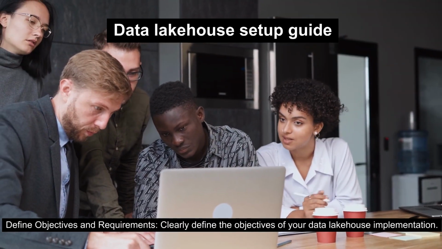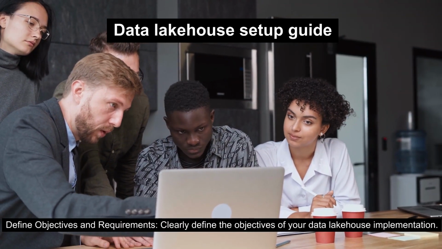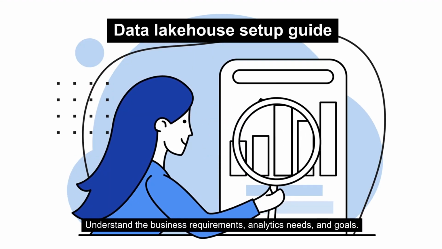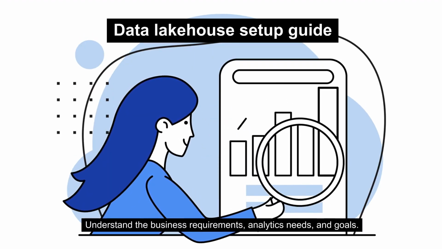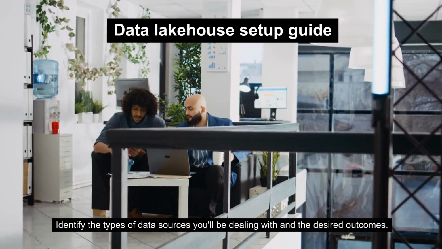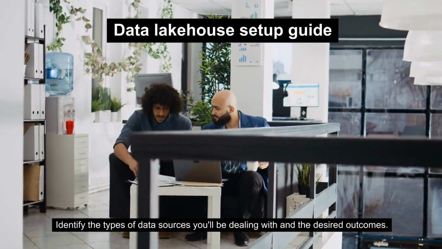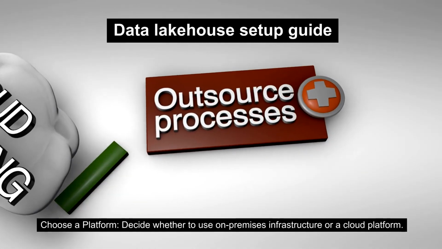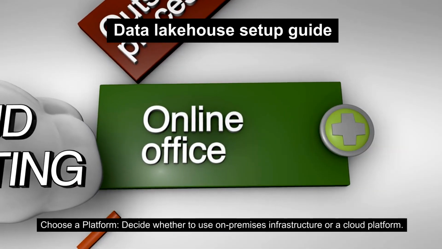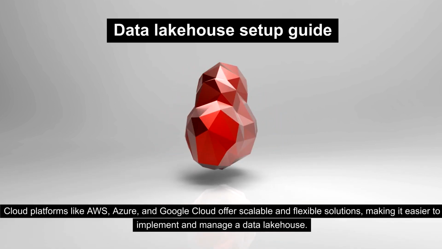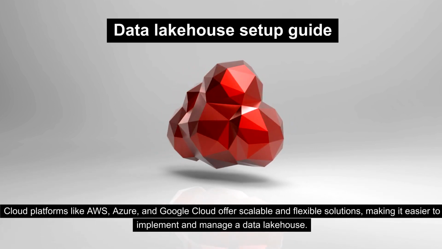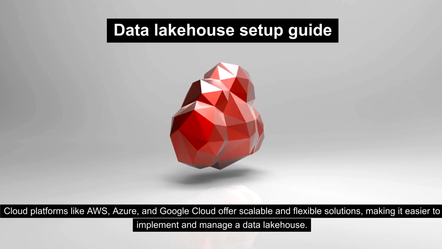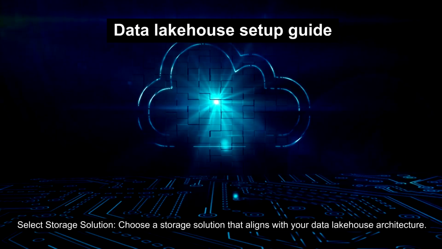Define objectives and requirements. Clearly define the objectives of your data lakehouse implementation. Understand the business requirements, analytics needs, and goals. Identify the types of data sources you'll be dealing with and the desired outcomes. Choose a platform. Decide whether to use on-premises infrastructure or a cloud platform. Cloud platforms like AWS, Azure, and Google Cloud offer scalable and flexible solutions, making it easier to implement and manage a data lakehouse.